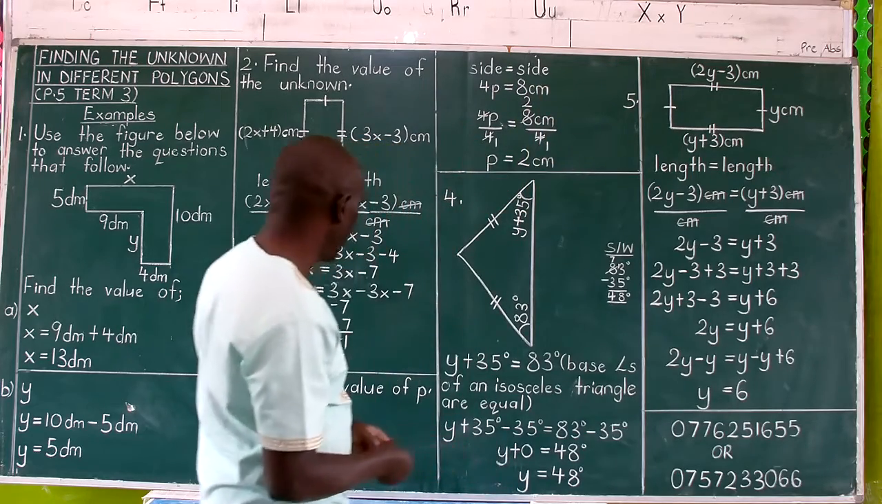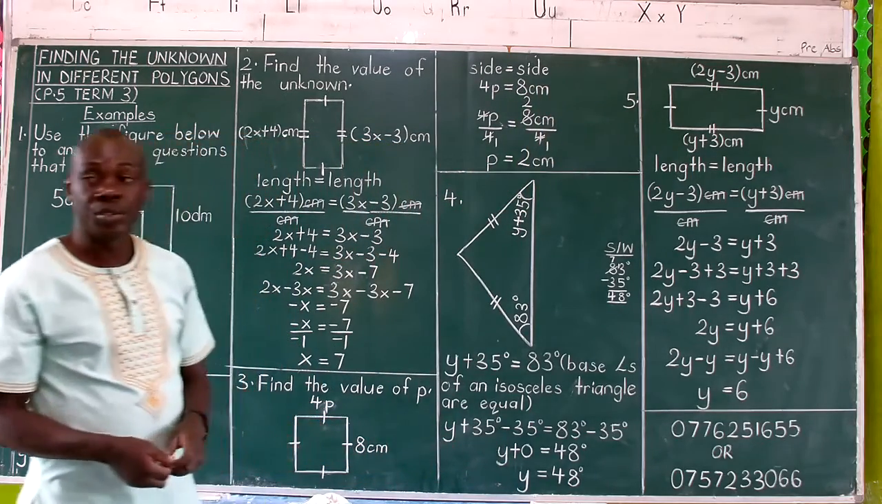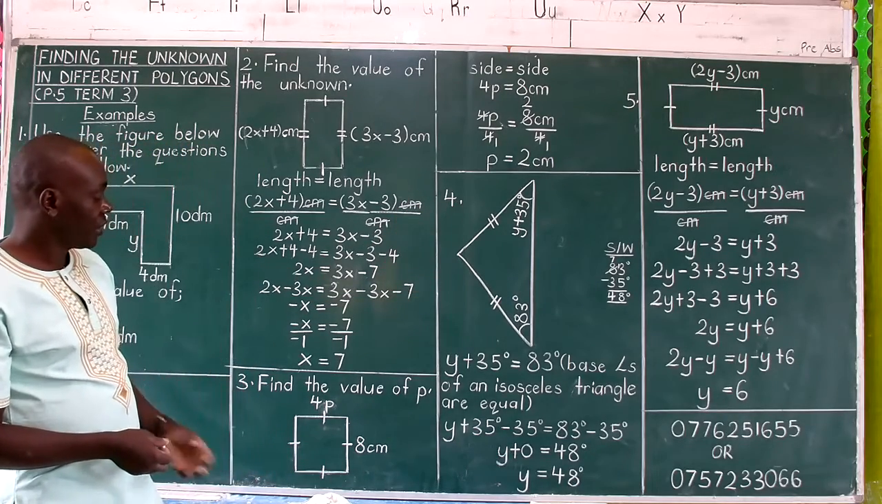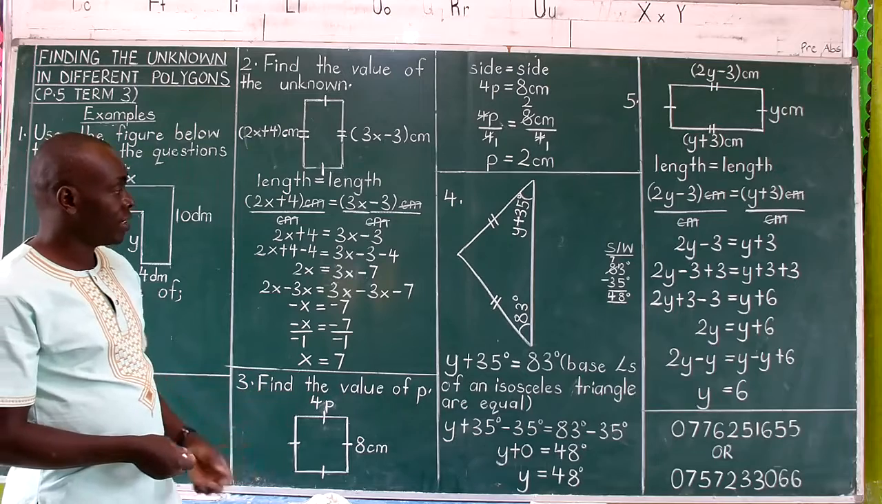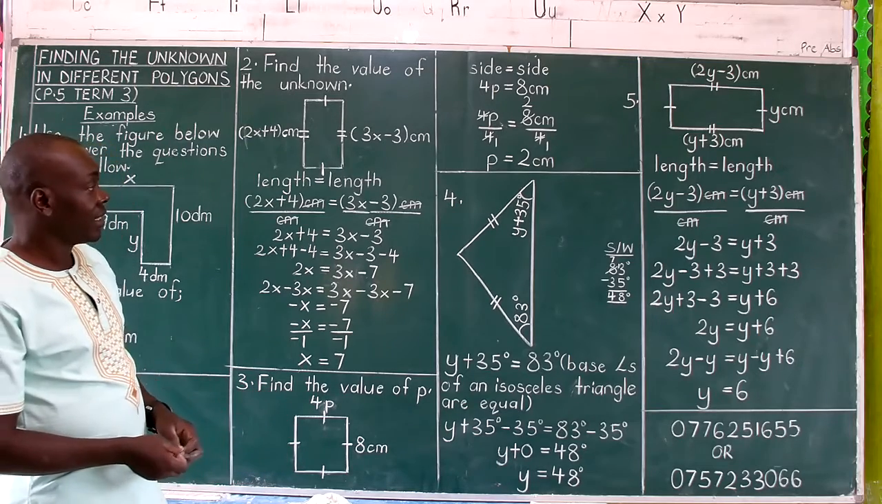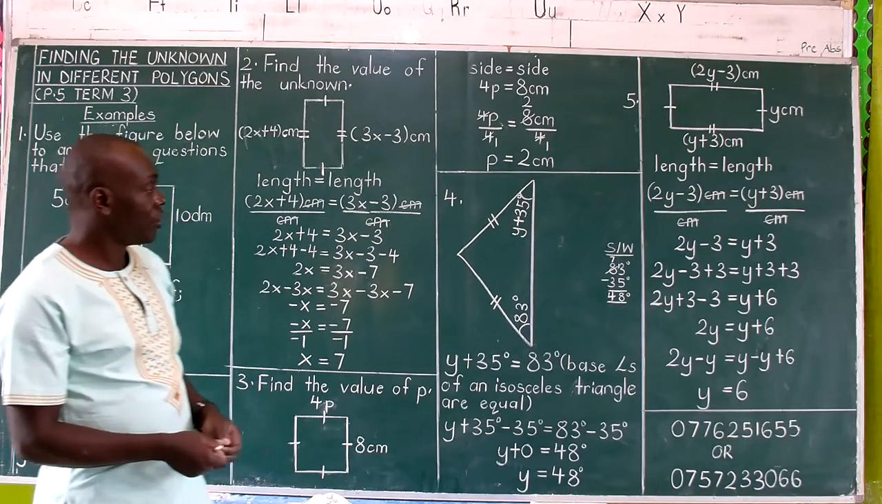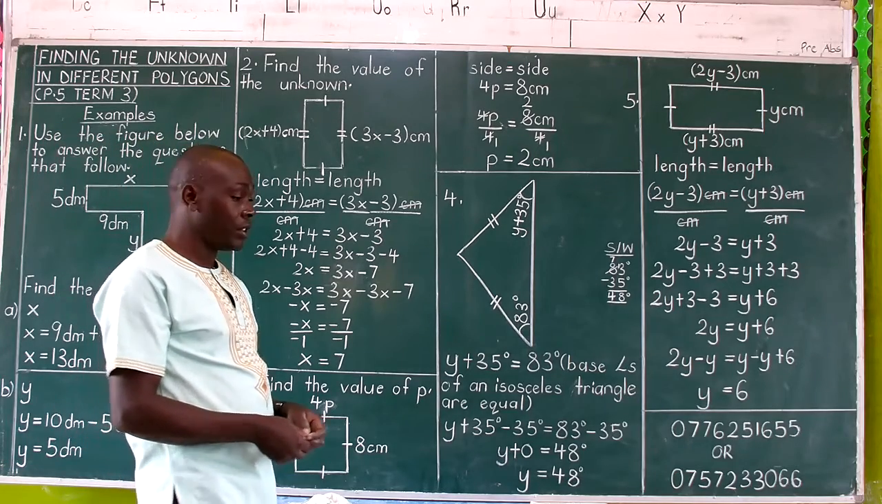So the value of p in that regard is 2 centimeters. That's how we answer that question, because we identified this to be a square. Then number 4, look at the shape involved, identified among the polygons.